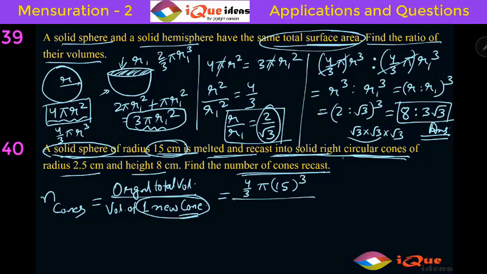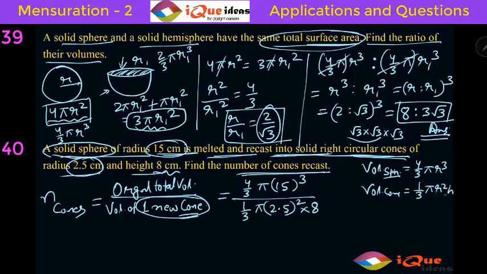Okay, now divide by the volume of one cone. Volume of cone formula is 1 by 3 pi r square h. Here it is 1 by 3 into pi. The radius of this cone is 2.5 centimeter, so it is 2.5 square into h. Height is 8 centimeter, so into 8. See, volume of sphere, we know the formula. It is equal to 4 by 3 pi r cube, r must be the radius of the sphere. Similarly, volume of cone is given as 1 by 3 pi r square h, where r is the radius of the cone and h is the height of the cone.